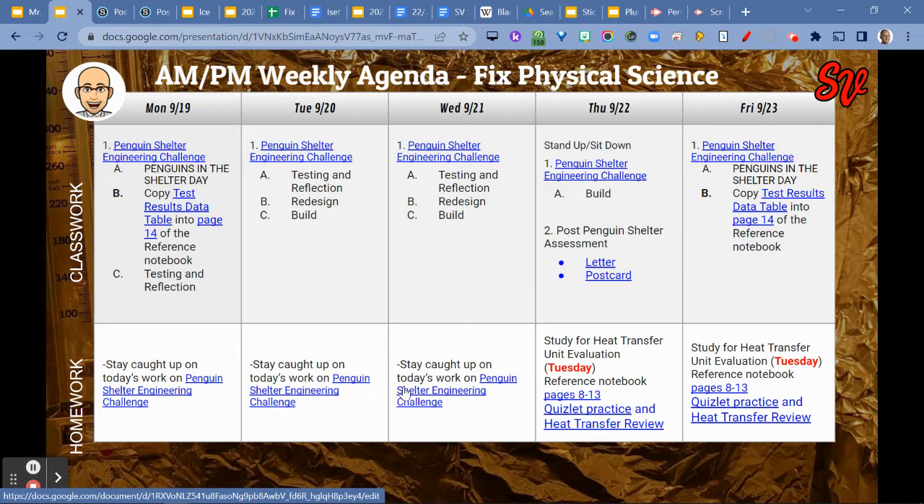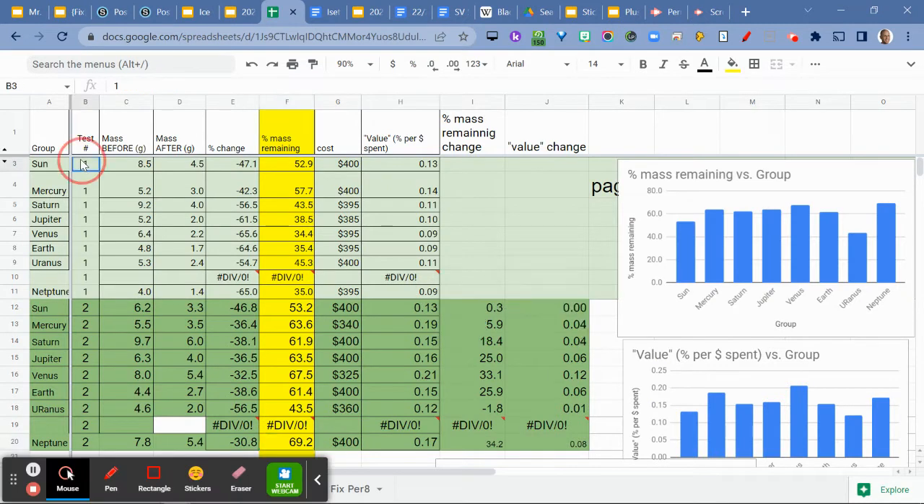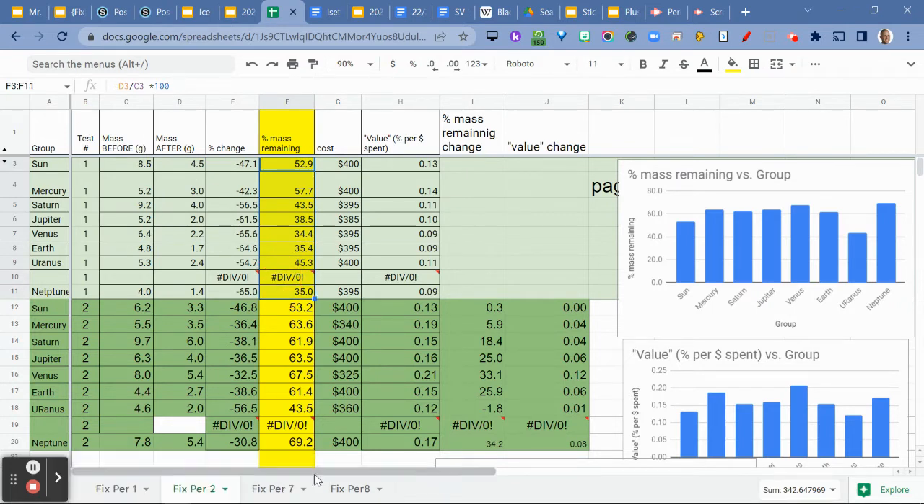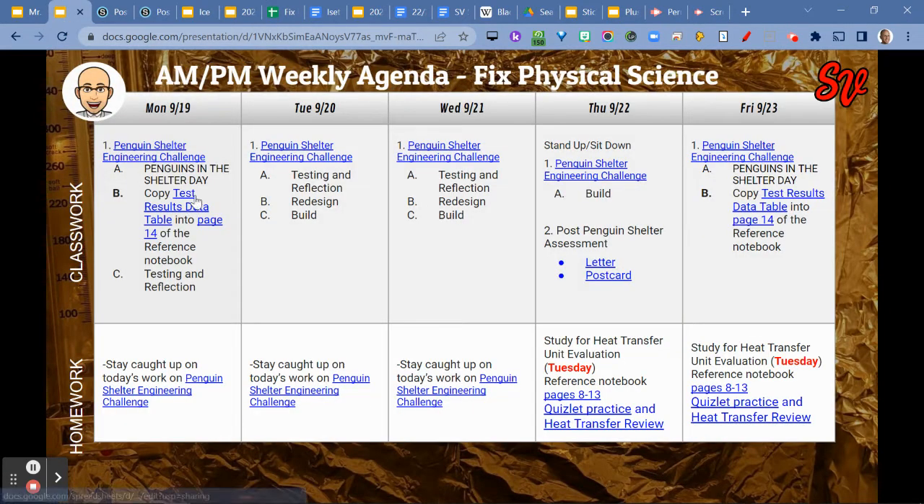All right, this week on Monday, we did the first design test of the penguin, and we recorded it into this data table for test one. And we recorded the mass before, the mass afterwards. That calculated the percent mass remaining, so how much of the penguin was left over was recorded. The cost was recorded, and based on the cost and the percent mass remaining, the value was calculated. So how effective was it at keeping the penguin intact compared to how much it cost? So that was on Monday.